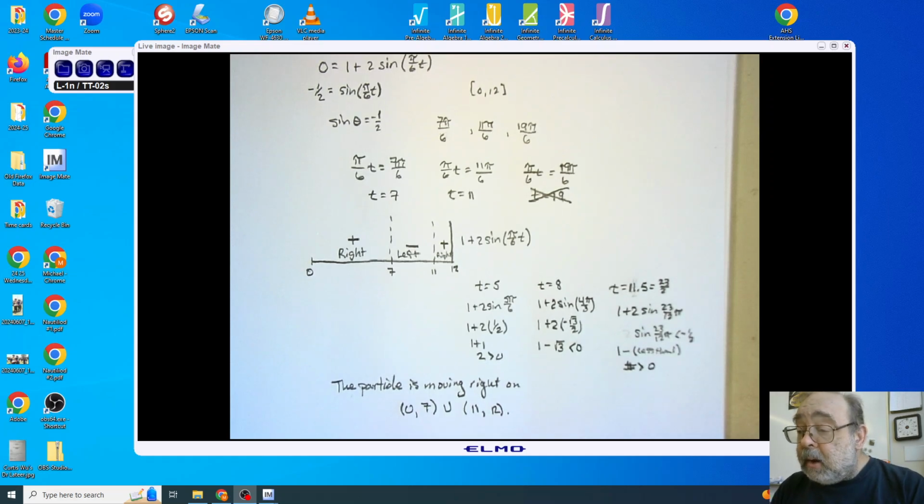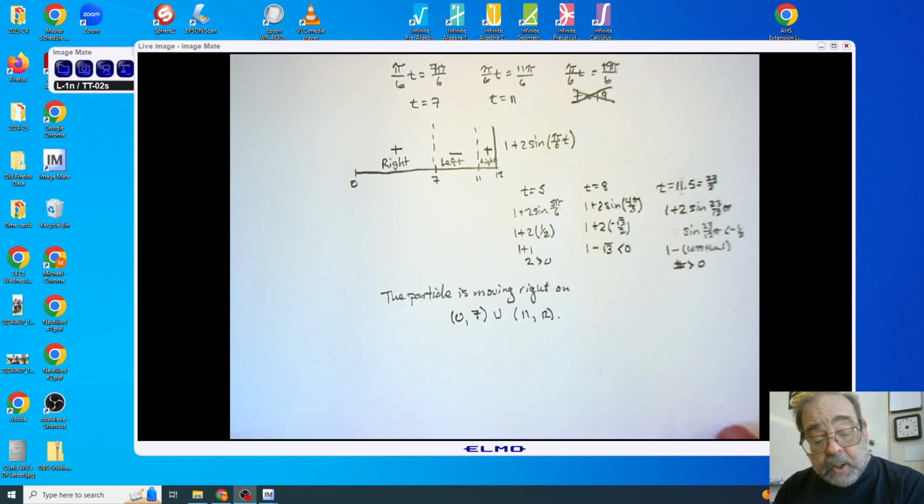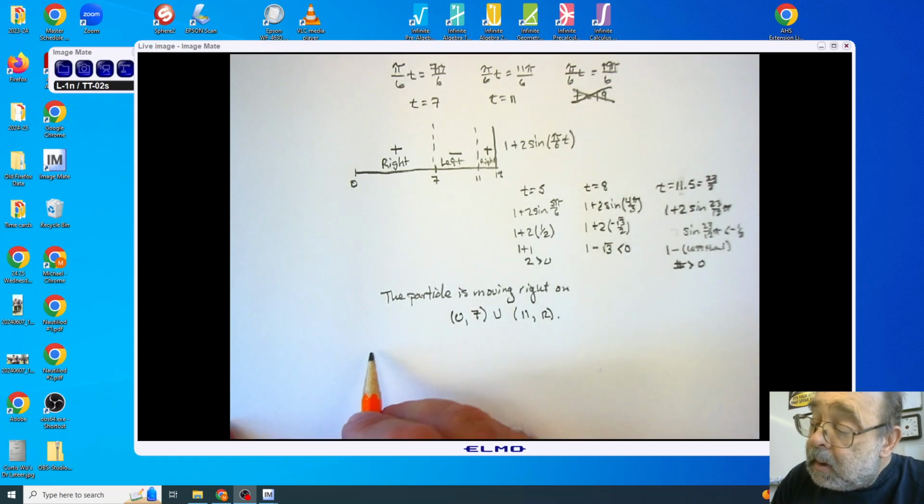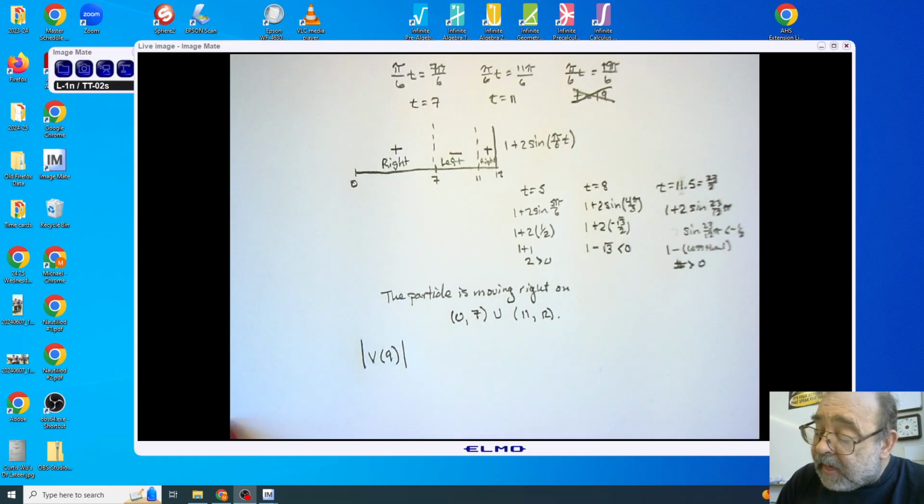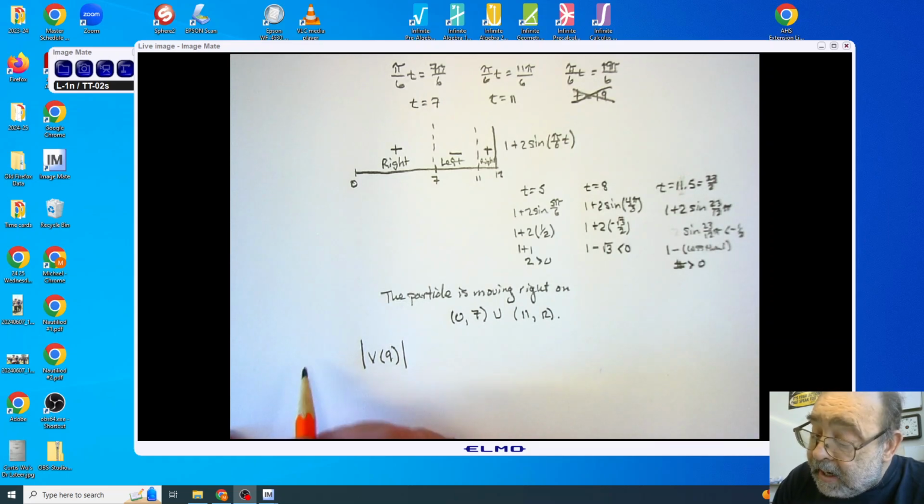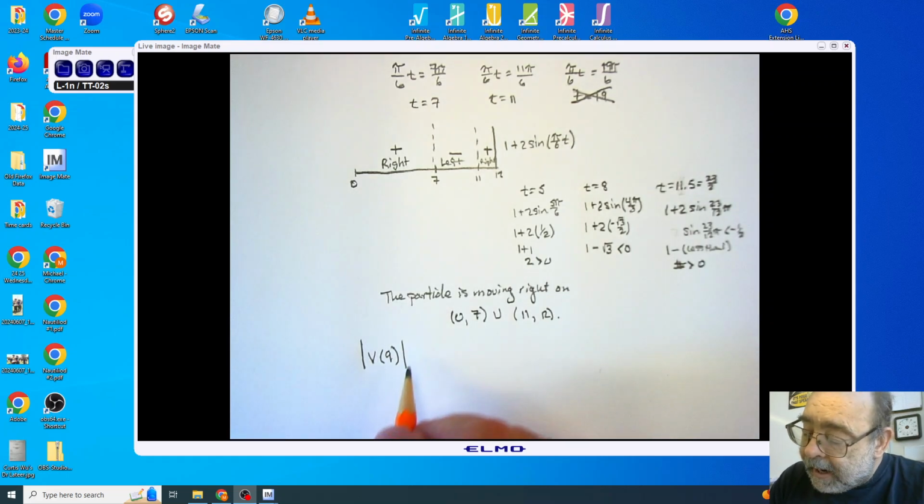We're now going to take a look at the next question, which was, what is the speed of the particle at t equals 9? So let's find what v of 9 is. We're going to then take the absolute value of that. That's speed. Speed is the absolute value of a velocity value. And we'll have to include direction. So let's find out what we get.